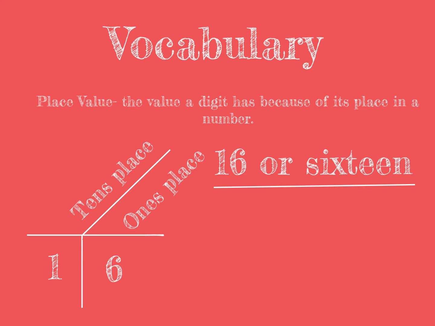Our next vocabulary word is place value, which is the value a digit has because of its place in a number. For example, the number 16 has a 6 in the ones place and a 1 in the tens place. This means we have 1 group of 10 and 6 ones. And this can be written out as the number 16 or the word sixteen.